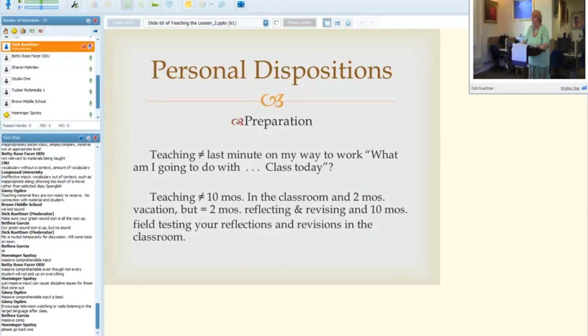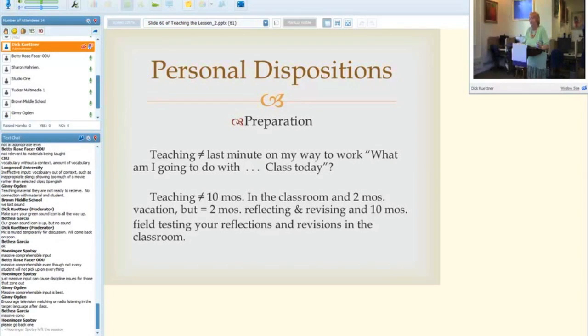I've done this many times on the bus to work. What on earth am I going to do with this class today? I can't stand this class. It didn't do its work last time. I can't do what I had planned to do because they didn't do their work. The more responsibilities we take on, or the more responsibilities which are imposed on us, the easier it gets to do this. And we need to learn to say no.